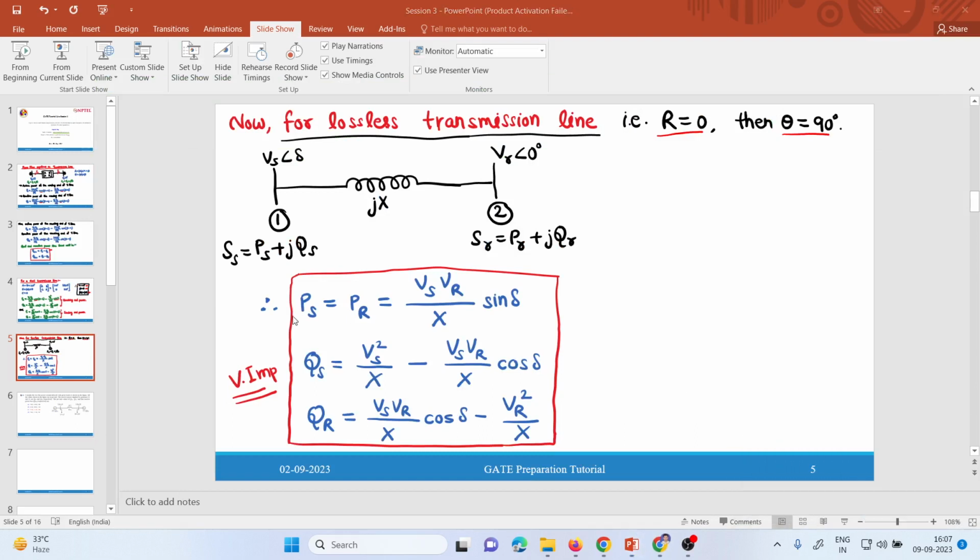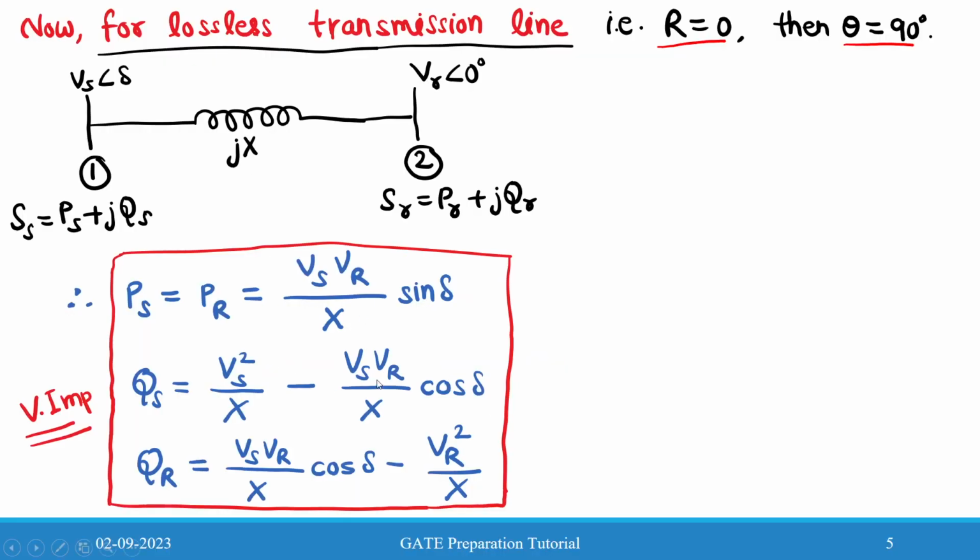These expressions might come up in other areas too, like electrical machines and power electronics, but in power systems and network analysis you can also see this type of expression. So please remember these expressions.